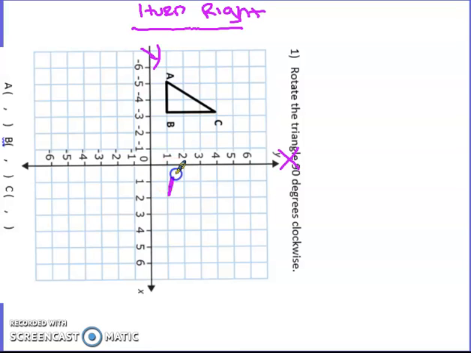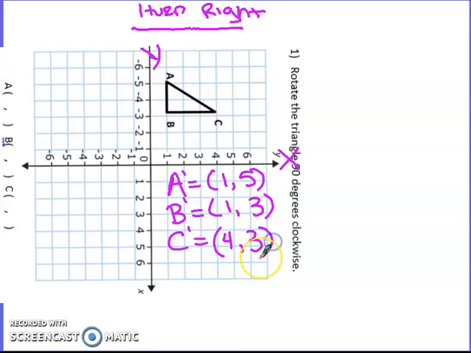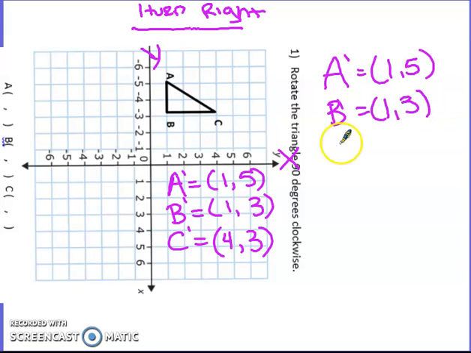We're going to find out, and you can write right on your graph, where A prime, B prime, and C prime are. To find A prime, find where A is. If I look, it's positive 1 in the x, and it is positive 5 in the y. Again, I know it says negative 5, but that's our positive y-axis now. For B, it's positive 1 on the x and positive 3 on the y. For C, it is positive 4 and positive 3. And I'm going to copy these over here so I can draw my new shape.